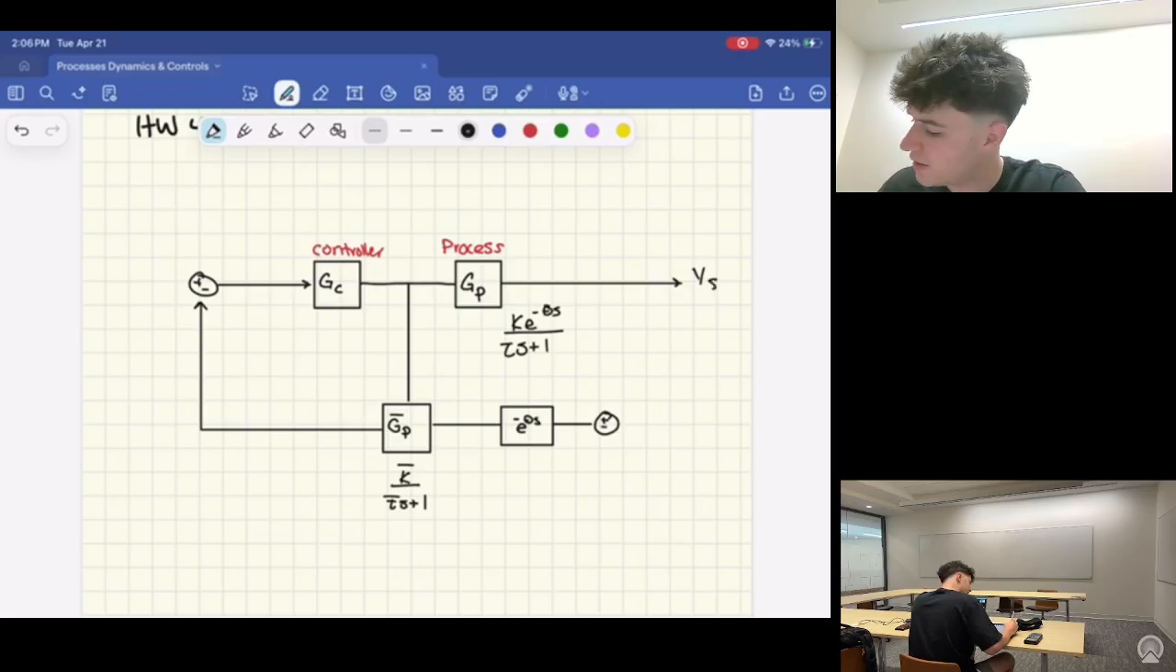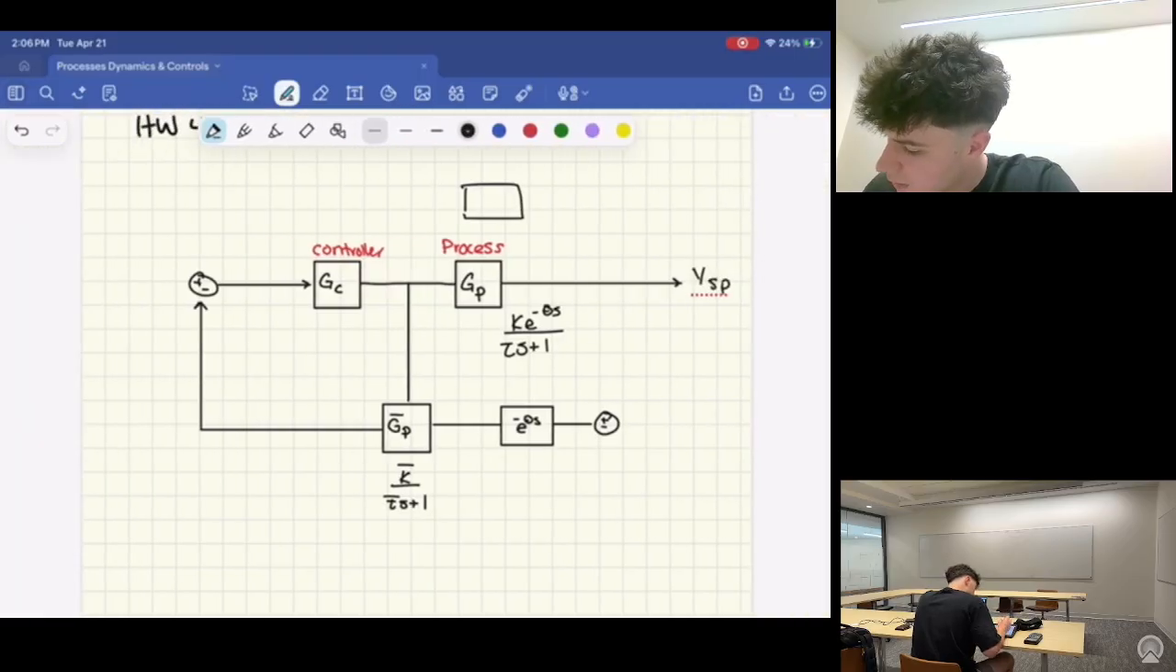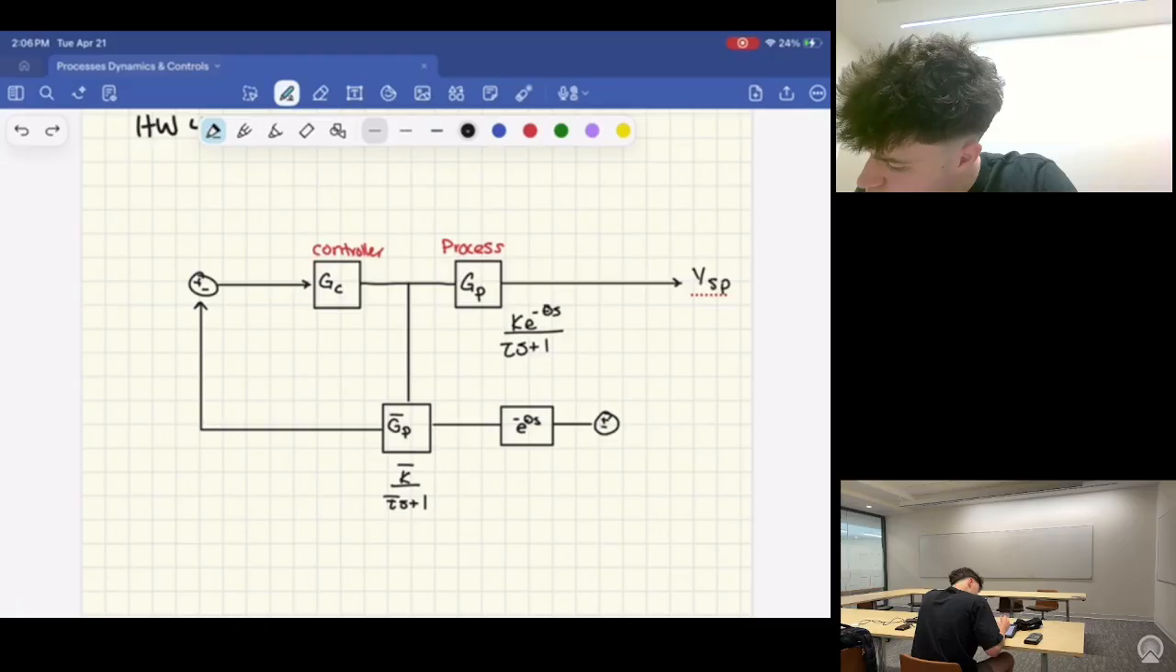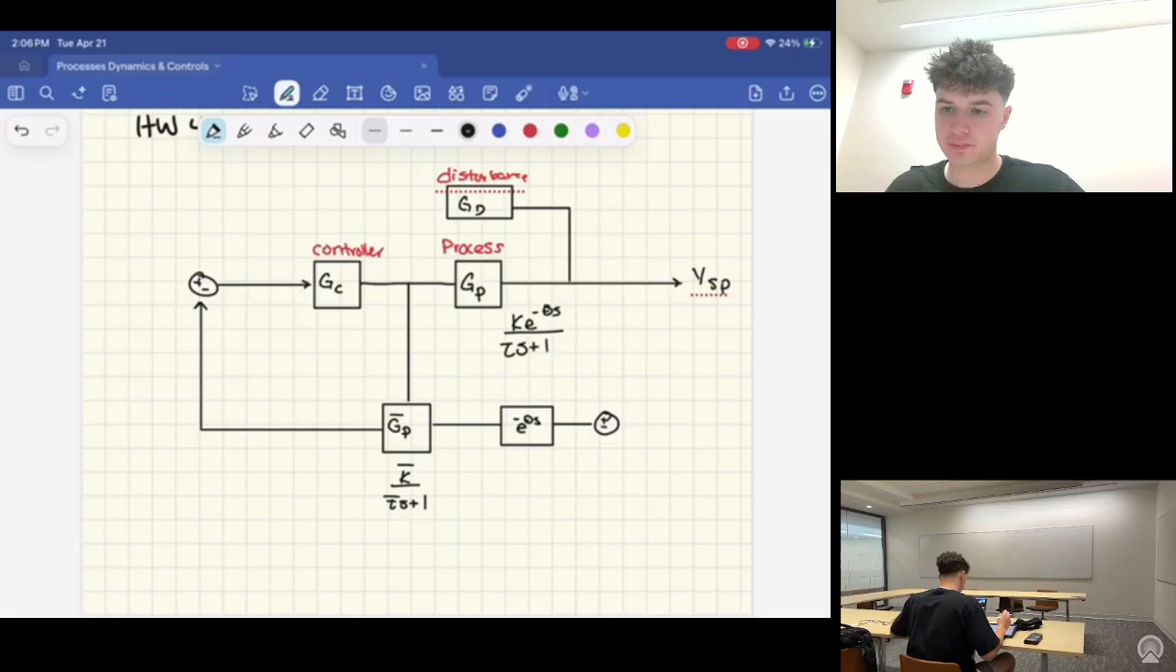So we have our YSP here, and then coming up top we have another box. This is the disturbance. We go back to our blank to show the flow of this, and this will be GD.